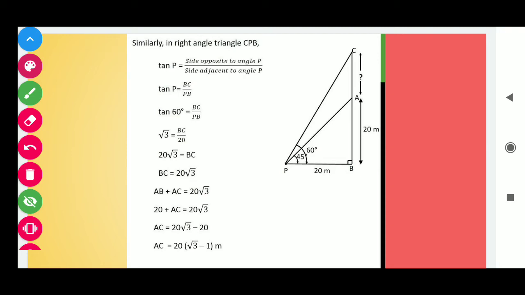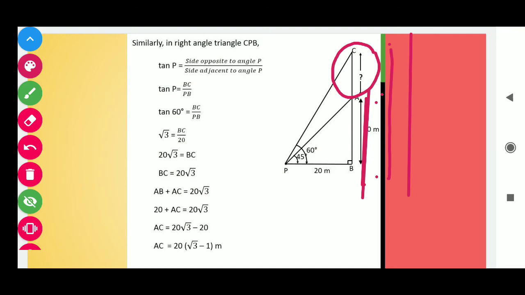But students, you can see here AB plus AC is equal to 20√3 because we have found this complete length, and here we have AB 20 meter but we need to find AC. So students, बहुत ही सिंपल है, हमें यहाँ क्या करना होगा, complete length में से AB को हमें subtract करना है. In this way we get AC. So students, आप यहाँ देख सकते हैं AB plus AC is 20√3. Put the value of AB 20. In this way we get AC is equal to 20(√3 minus 1) meter.